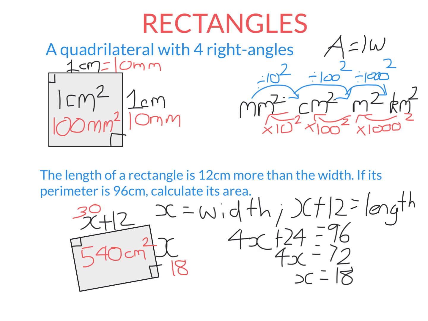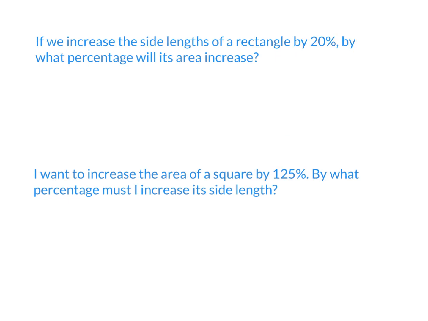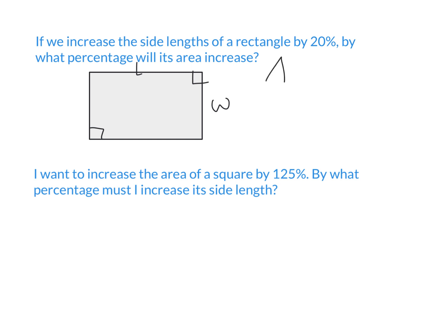All right, let's now look at using some percentages in our calculations. So if we increase the side lengths of a rectangle by 20%, by what percentage will its area increase? It turns out we will get the same answer regardless of the original length and width. So let's draw a rectangle here. We'll just call its length L and its width W. So if I take the area of this rectangle, it's just area equals length times width.